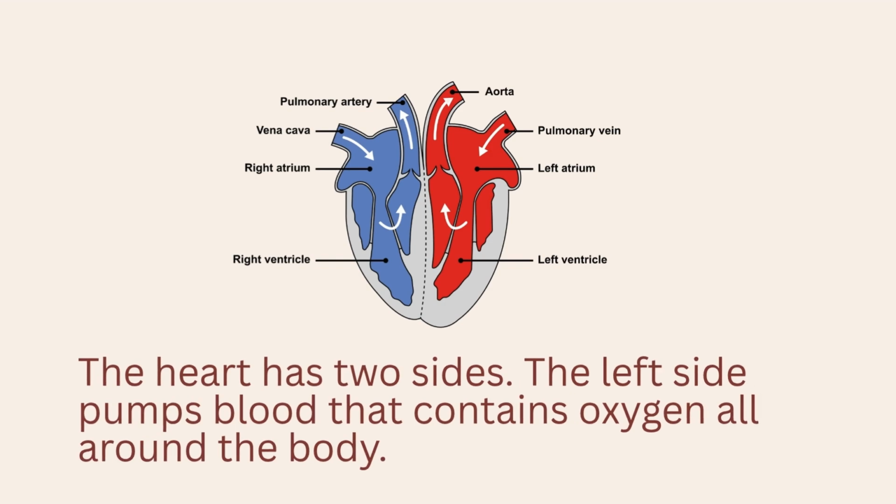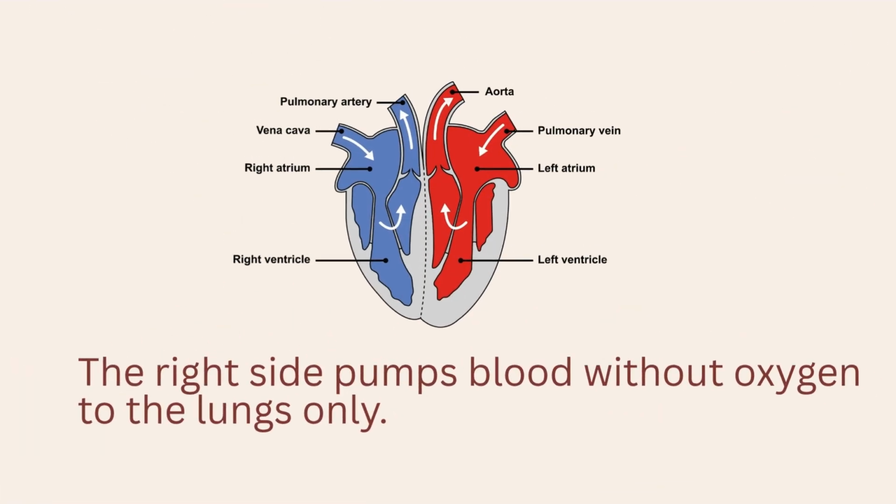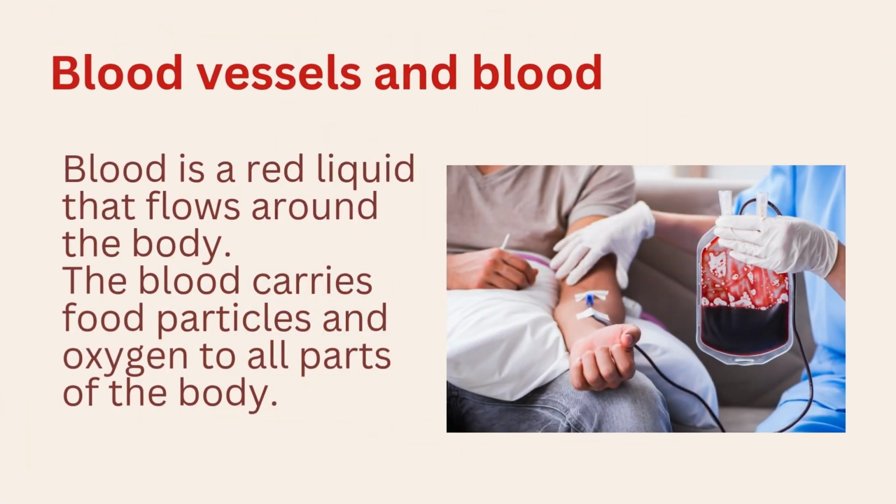The heart has two sides. The left side pumps blood that contains oxygen all around the body. The right side pumps blood without oxygen to the lungs only. Blood vessels and blood. Blood is a red liquid that flows around the body. The blood carries food particles and oxygen to all parts of the body.